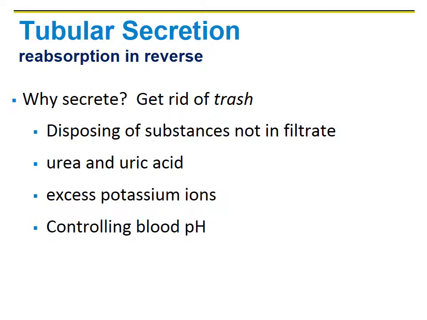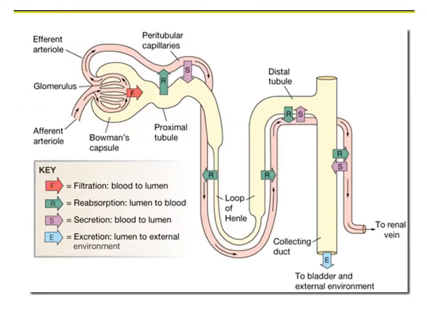Secretion, you can think of secretion as taking out the trash, whereas reabsorption is recycling. Substances that are secreted include urea, uric acid, excess potassium, and hydrogen ions for blood pH control. A basic diagram showing reabsorption, secretion, and filtration throughout the nephron. The yellowish structure is the nephron, but the pinkish structure are the blood vessels around them.